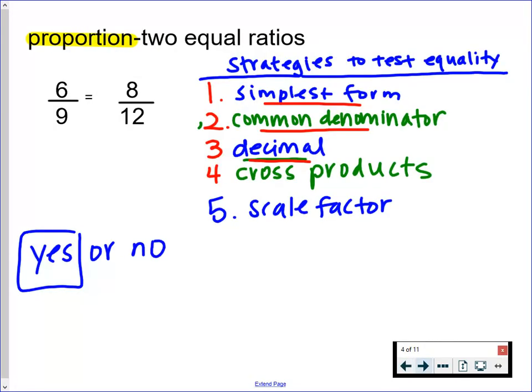So here's your 5 strategies. Mix them up if you want. Stick with cross product every time if you want. Cross product works every time. If you want to mix it up to a couple other strategies like common denominator or scale factor, you go right ahead. Good luck.